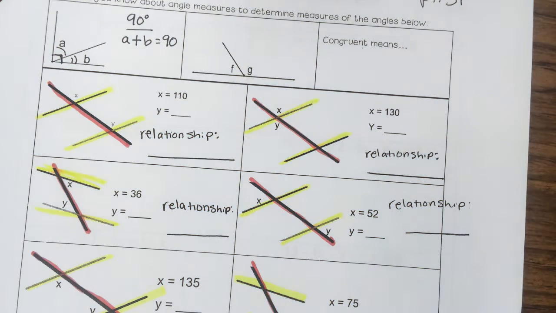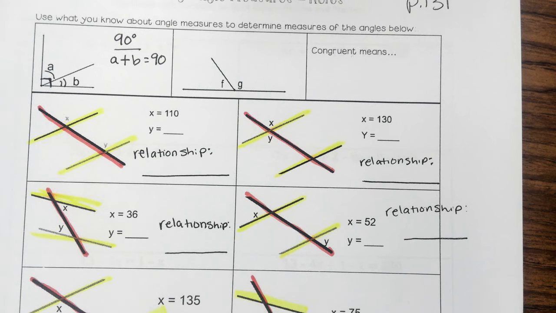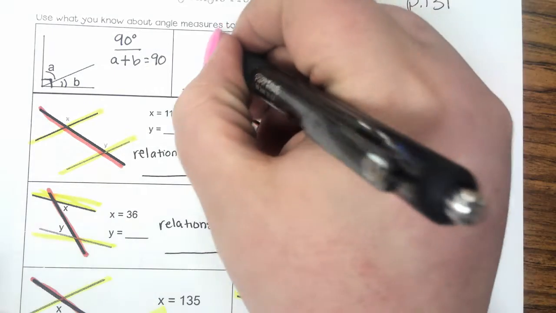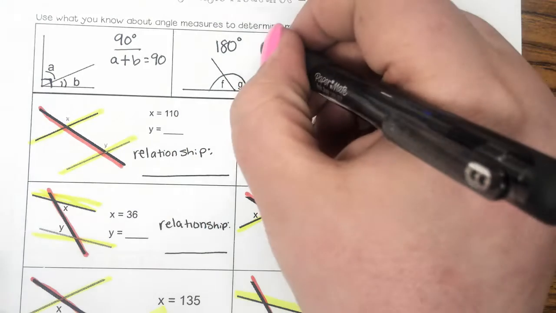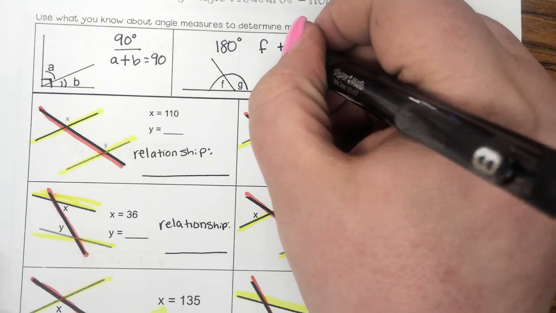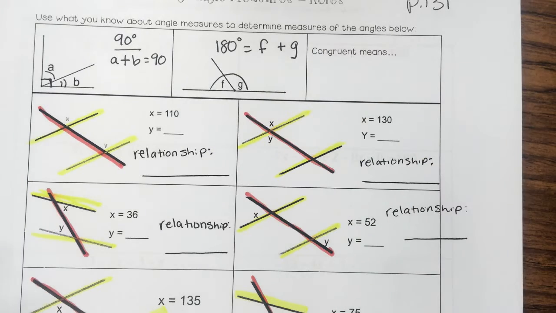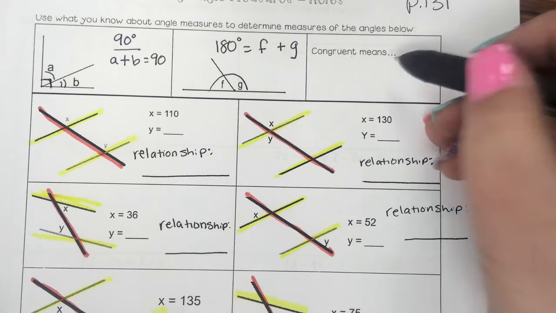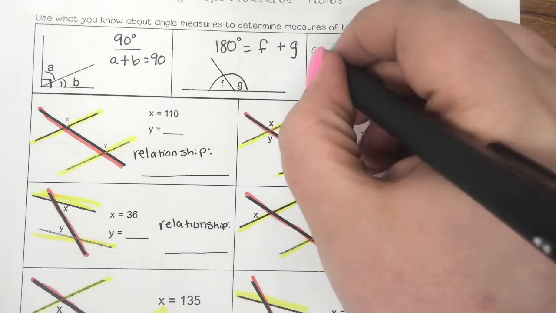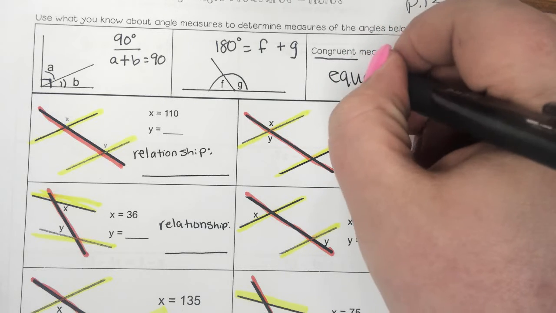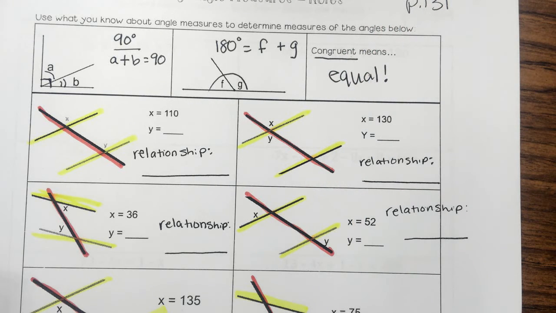All of that just to say that in the second box there, we've got angle F and angle G. Angle F and angle G work together and they create a straight line. So I know that all together that's 180 degrees. And it's made by combining F and, so adding G. So F plus G is 180. And just a little bit of vocab. We've talked about this word a whole ton this year. Congruent means equal in measure. Means equal. All right.